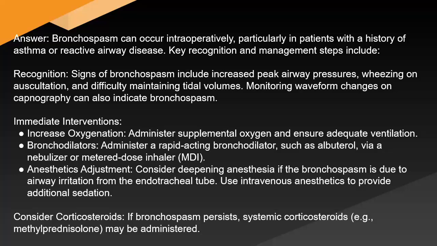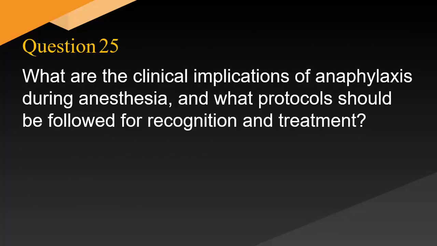Immediate interventions: increase oxygenation, administer supplemental oxygen, and ensure adequate ventilation. Bronchodilators: administer a rapid-acting bronchodilator such as albuterol via a nebulizer or metered-dose inhaler. Anesthetics adjustment: consider deepening anesthesia if the bronchospasm is due to airway irritation from the endotracheal tube. Use intravenous anesthetics to provide additional sedation. Consider corticosteroids. If bronchospasm persists, systemic corticosteroids, e.g., methylprednisolone, may be administered.